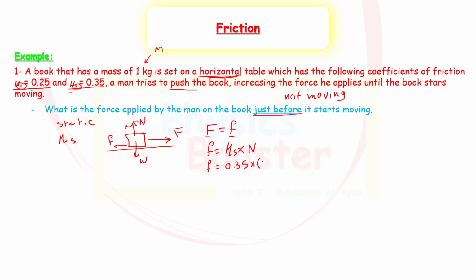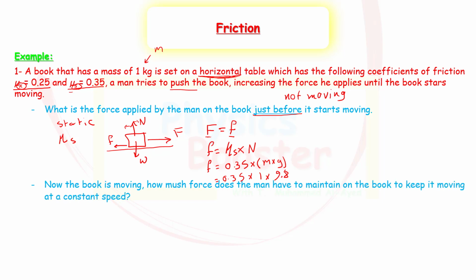and we know that weight is equal to m multiplied by g. Okay, so we can simply say that the force is equal to 0.35 multiplied by the mass, which is 1, multiplied by 9.8, and you can find the value yourself. So when the man is pushing the object and it's not moving, we can say that the force is equal to the friction. Now, the second part, it says, now the book is moving.